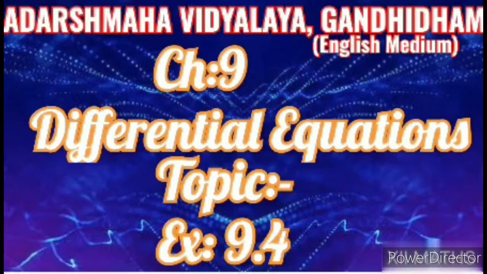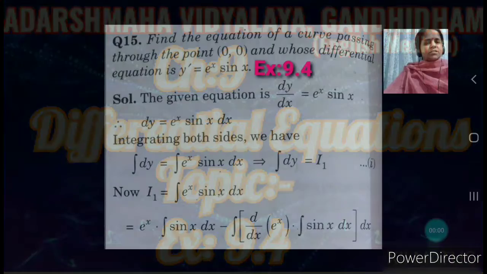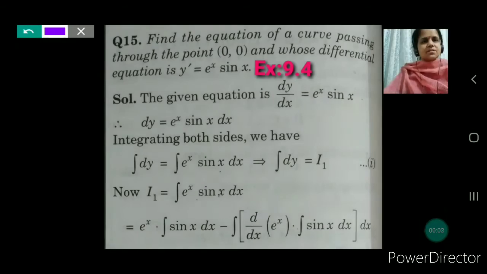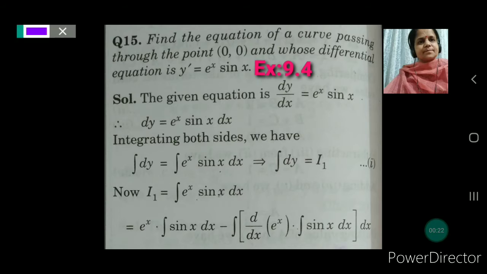Today's topic is exercise 9.4. Let's do some more questions of exercise 9.4. So let's start question number 15. Find the equation of a curve passing through the point (0, 0) and whose differential equation is y' = e^x sin x.